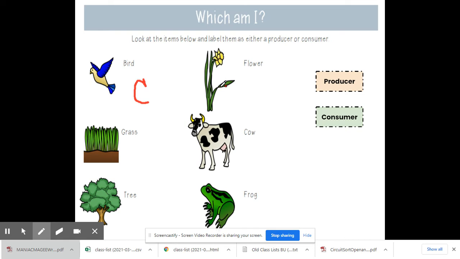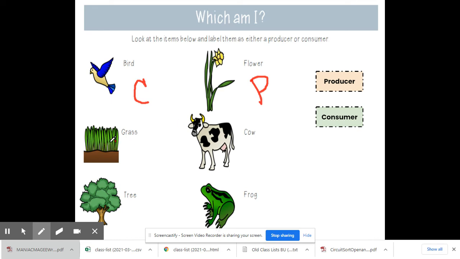All right, flower. A flower. It's green. That's a huge indication if it's a producer or consumer. Is it a plant? Does it make its own food? And out of present mode, if you drag producer, sorry, I'm not right-handed here. It is a producer. It makes its own food through photosynthesis.